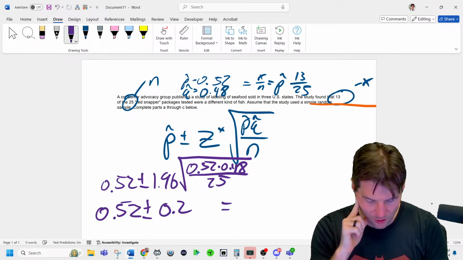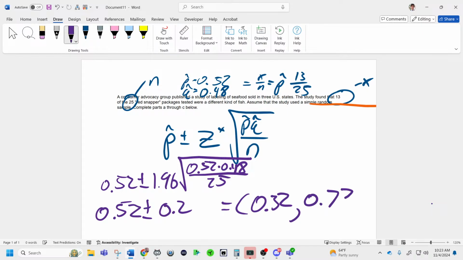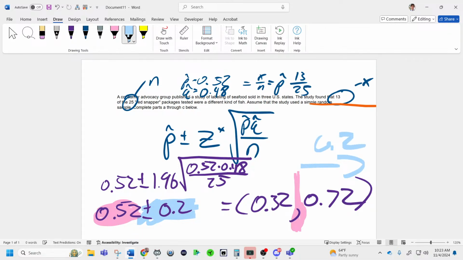And that equals the interval 0.32 to 0.72. Notice how 52% is at the center of the interval right in here, and then you would go plus or minus 0.2. You go plus 0.2 and minus 0.2. That's why we call it the margin of error.